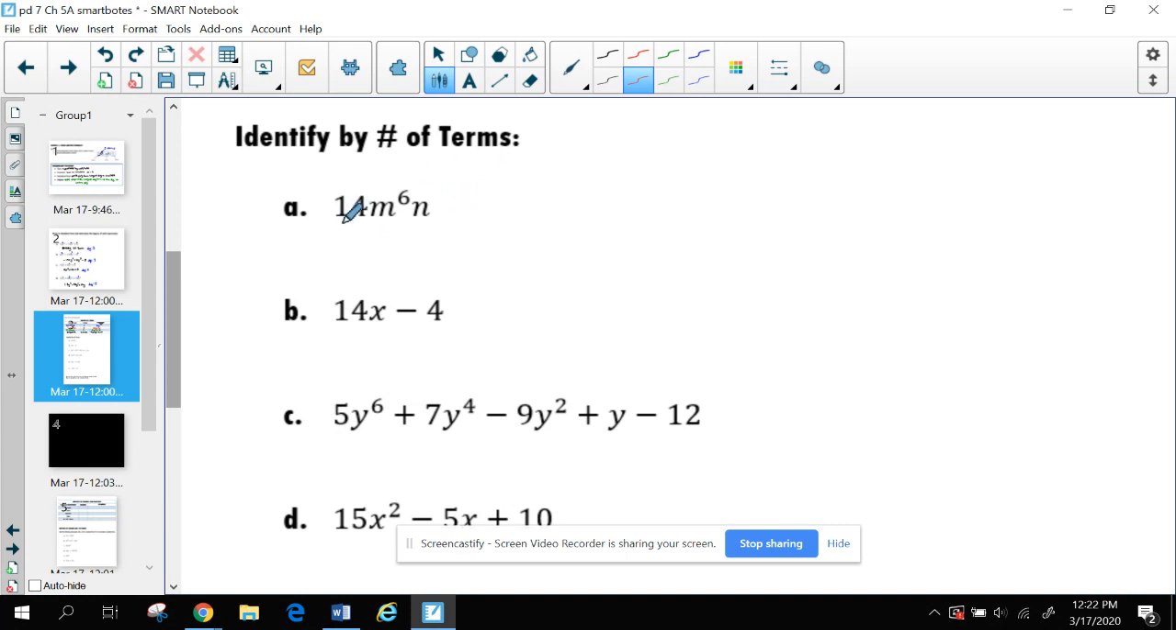So if we don't see any addition or subtraction, we don't have to worry about standard form. And it's only one term, so we would call this one a monomial. Down here, if we talk about our degrees from earlier, this is a degree 1, degree 0, so we're good with standard form. This one has 2 terms, so I'd call this a binomial.